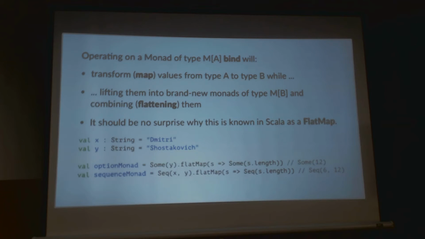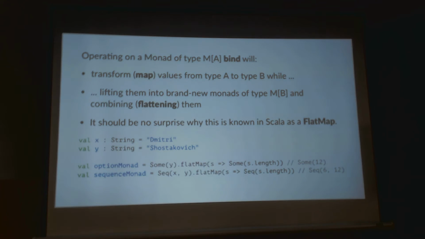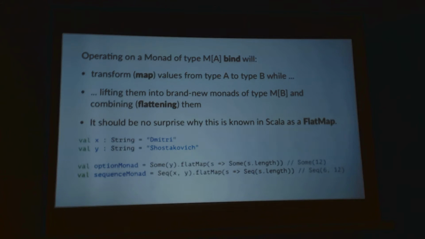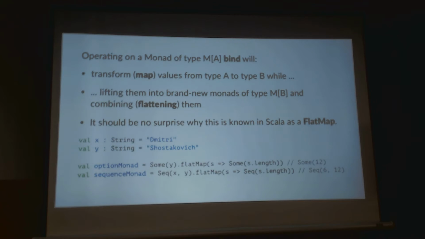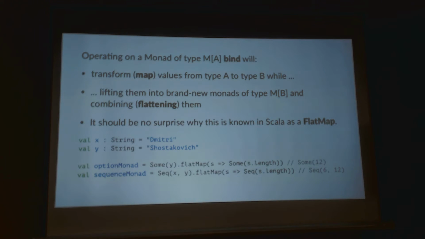Now bind is a bit more interesting. It actually does two things at the same time. It will map values from some type A to another type B. But in doing so, it lifts these values up into brand new monads and then just flattens them all together. That's why it's called a flat map.